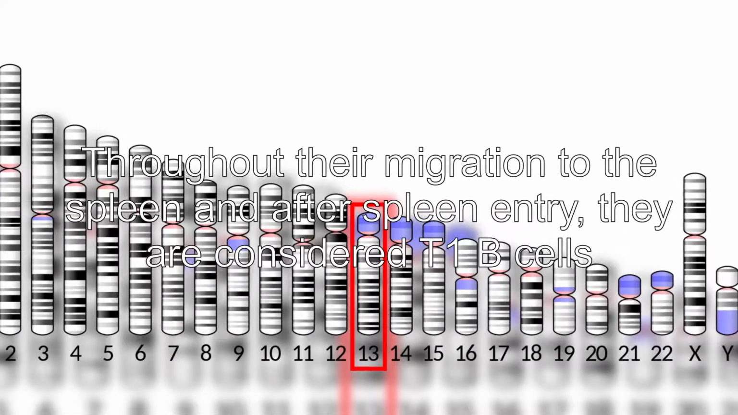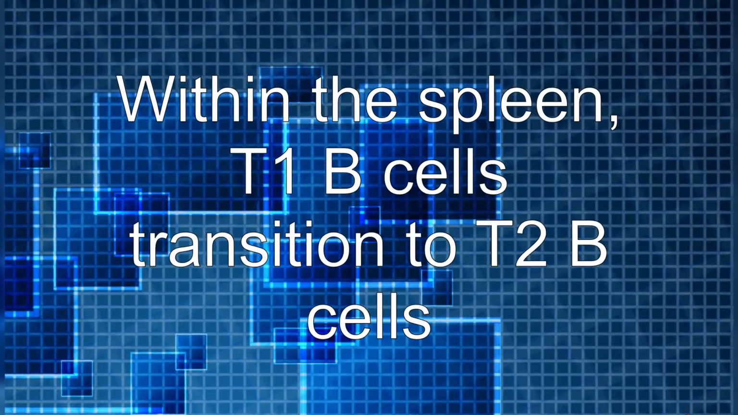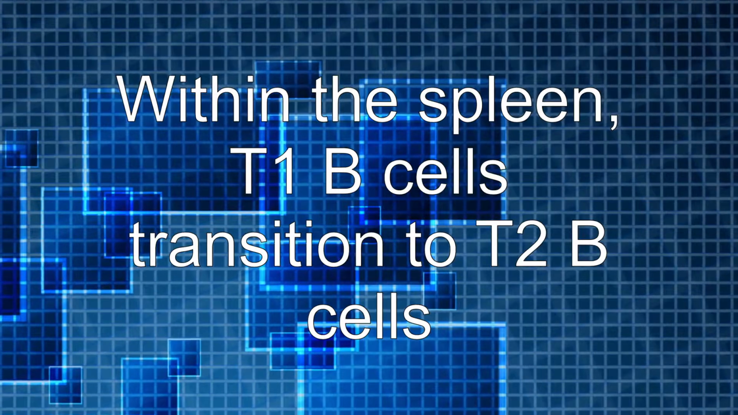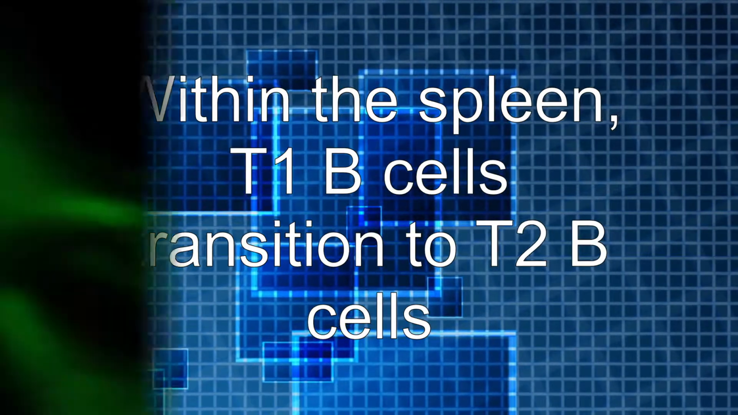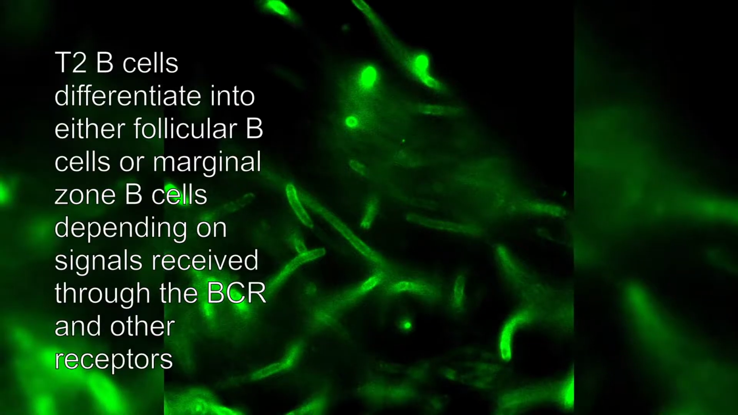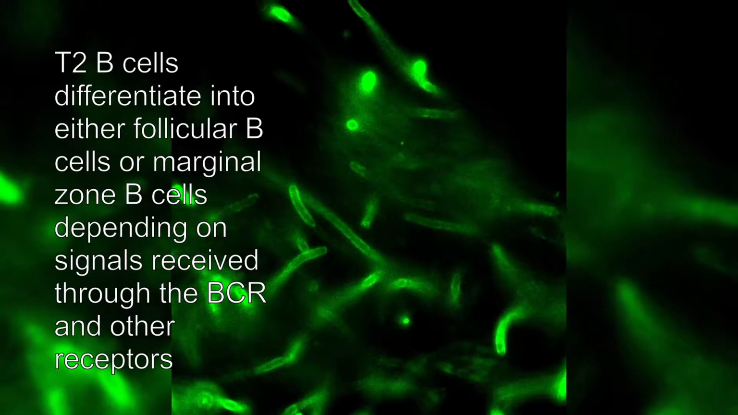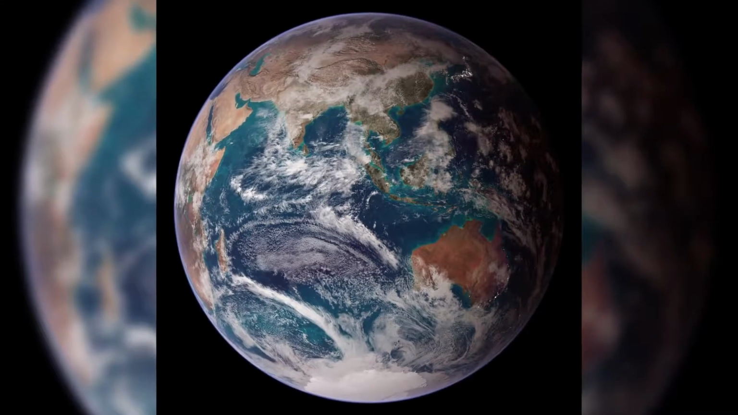B cell activation occurs in the secondary lymphoid organs, such as the spleen and lymph nodes. After B cells mature in the bone marrow, they migrate through the blood to lymph nodes, which receive a constant supply of antigen through circulating lymph. At the lymph node, B cell activation begins when the B cell binds to an antigen via its BCR.